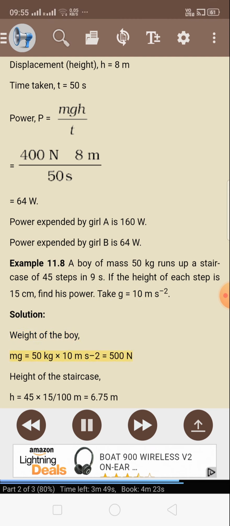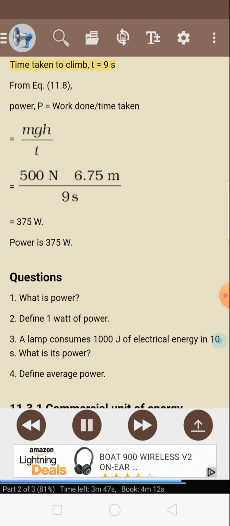mg equals 50 kilograms times 10 m s⁻² equals 500 N. Height of the staircase, h equals 45 times 15/100 meter equals 6.75 meters. Time taken to climb, t equals 9 s. From Eq. 11.8, power, P equals work done divided by time taken, equals 375 W. Power is 375 W.